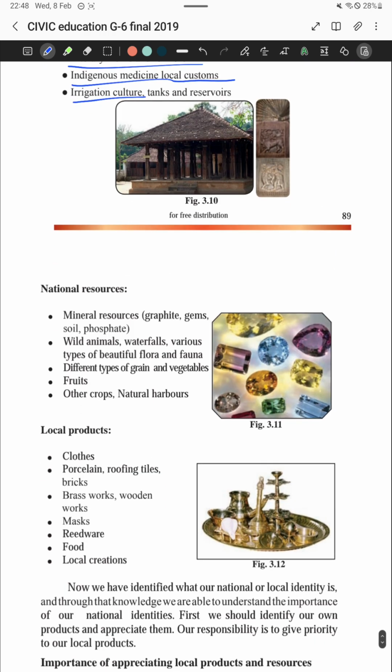And natural resources, you can see these gems, right? Those are called mineral resources. And also the wild animals, waterfalls and other flora and fauna, right? You can find out many things. And then grains, vegetables, fruits, crops, natural harbors, like Galle and also Trincomalee harbor, right? You can find out many things like these that have been created by nature in this country.